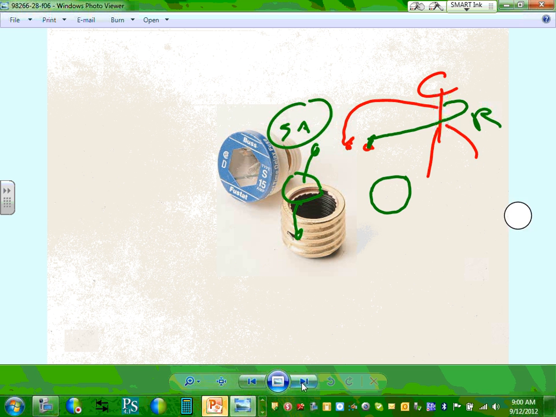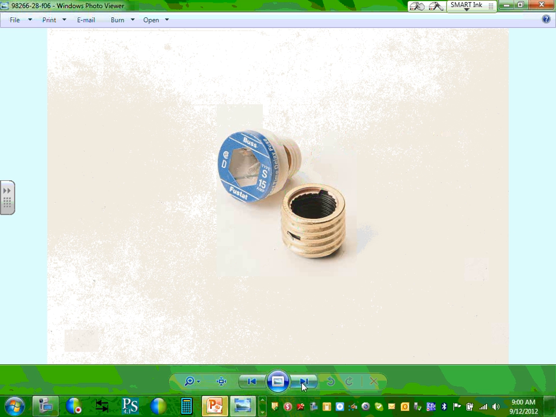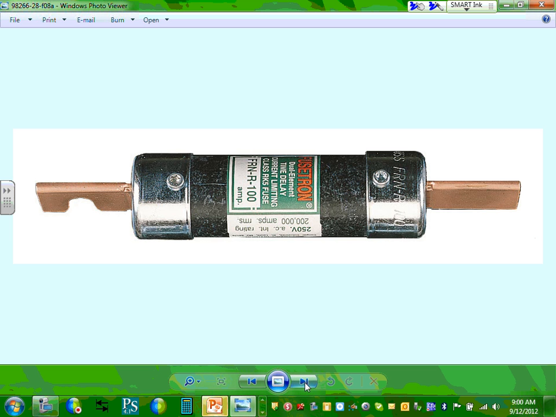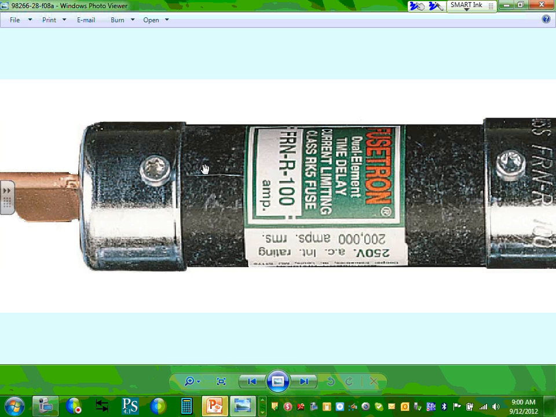We talked about the fuse, guys, the S-type fuse. This is your S, so you don't tamper with the fuses. You don't put a 20 where a 15 is located. Not a whole lot of application for them. These are different types of fuses. We talked about this one, and you guys are looking at this.